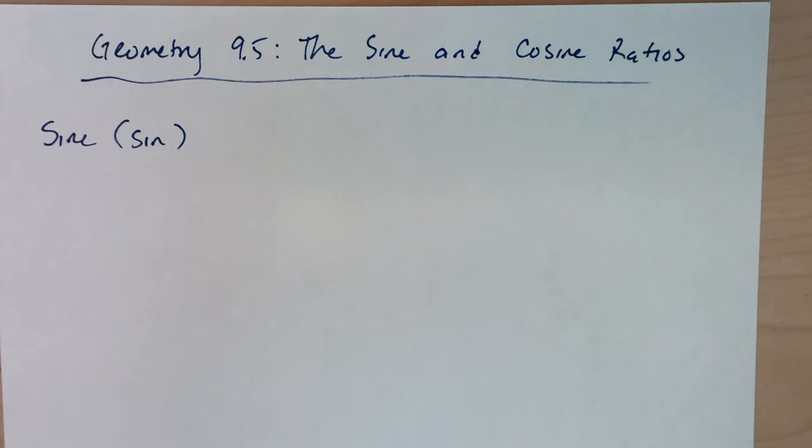This is Geometry 9.5. We'll be talking about the sine and cosine ratios. So the sine and cosine ratios are your other two trig ratios, or other two trig functions.